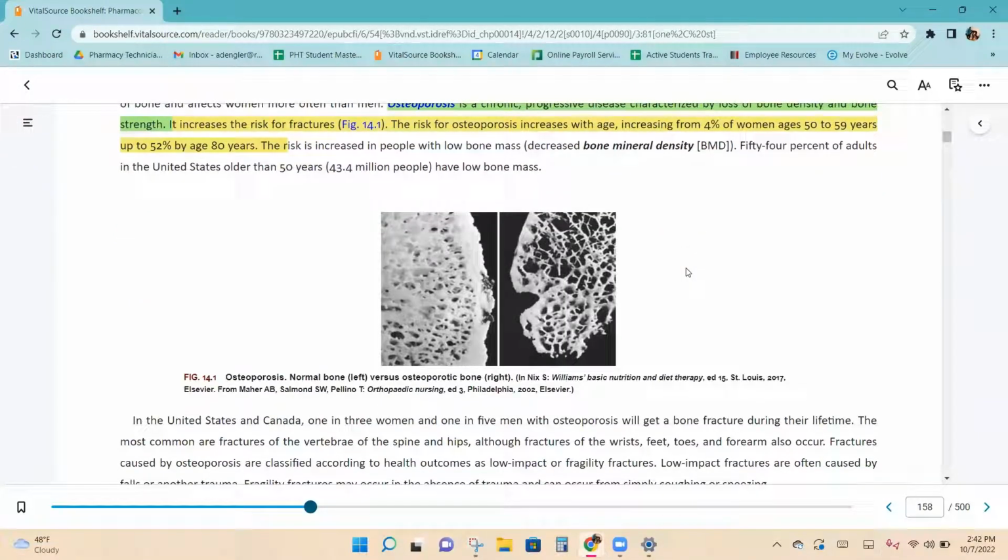Figure 14.1 shows the normal bone on the left versus the osteoporotic bone on the right. You can see the difference in the, like where the little holes are.